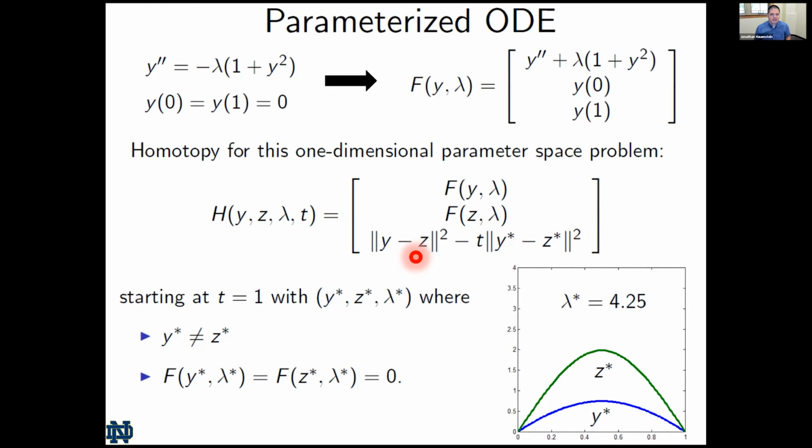So this is this whole idea of we don't know where to start, or we don't know what the value of lambda naught is, but we're going to start somewhere that's easy to compute. Plug in 4.25. You can use shooting methods to be able to compute the y star and z star trivially, and so you have a place to start. And then you use homotopy to be able to go where you want to go, meaning y equal to z.